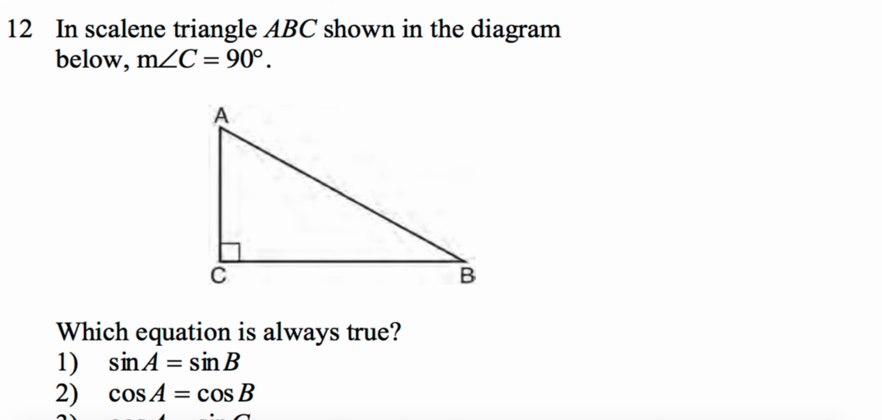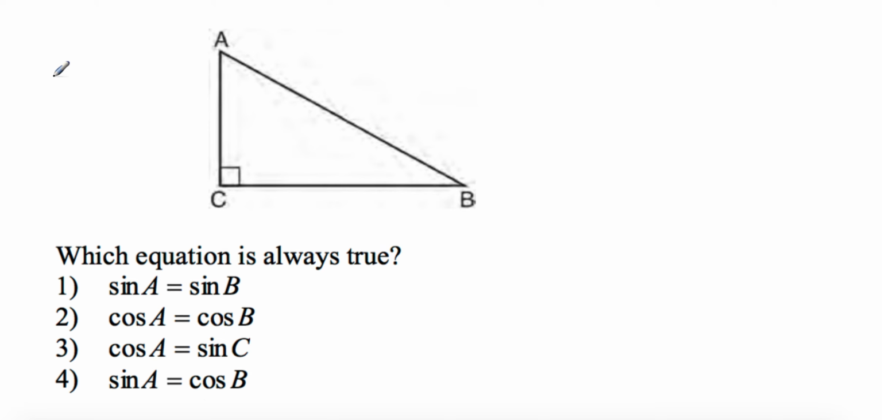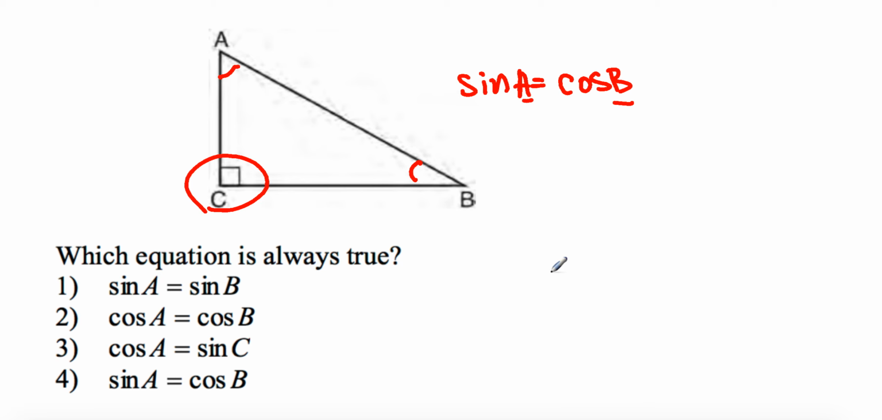All right, number 12. In a right triangle, so we realize that angle C is a right angle, which equation is always true? Notice that when this one is a 90-degree angle, then angle A and angle B are complementary. As soon as they're complementary angles, then we realize that the sine of an angle must be equal to, in this case, the cosine of the complementary angle B. How do you know that? When the angles are complementary, the cofunctions will be equal to each other. So I'm looking at something like that, which will be choice 4.